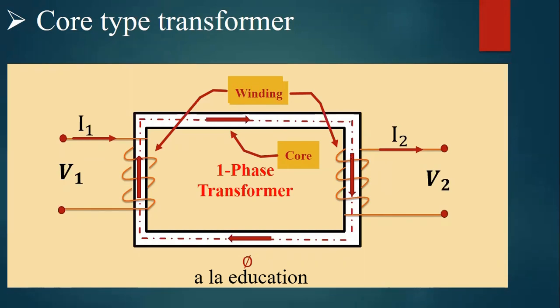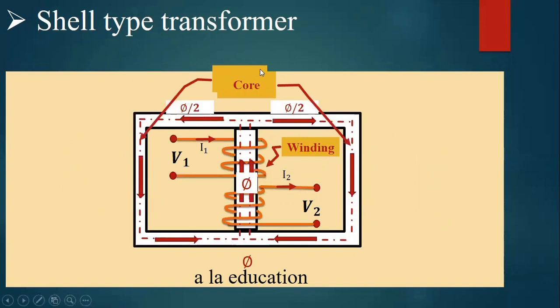Now you see shell type transformer. In shell type transformer, this is exactly opposite to the core type transformer. Here, in this case, winding is surrounded by the core. Again, you may ask me, sir, how can you say the winding is surrounded by the core? Dear students, you observe very carefully. You see, winding is in the middle and core is on both the sides of the winding. So we can say in shell type transformer, winding is surrounded by the core. So this is the only difference between core type and shell type in terms of construction.